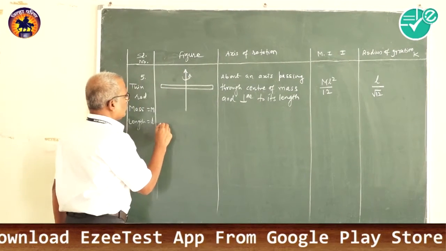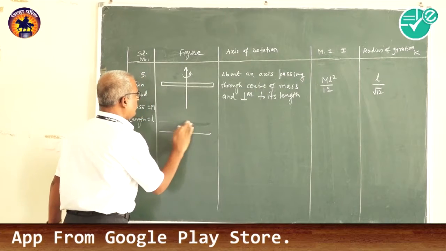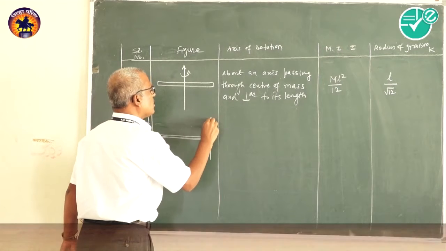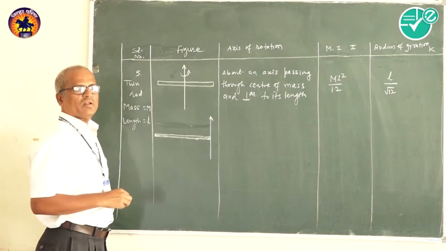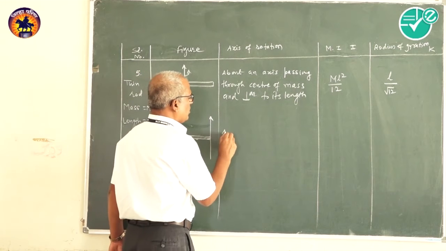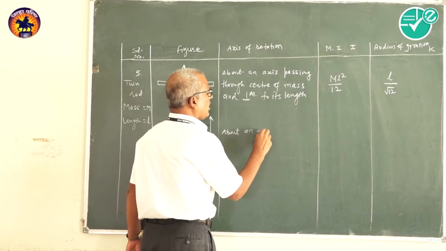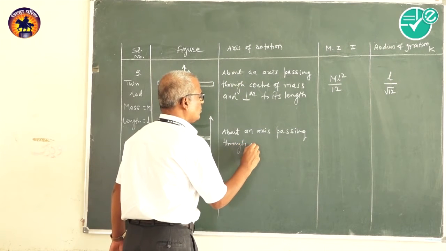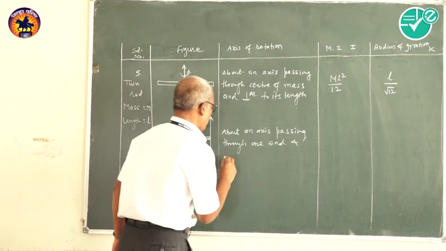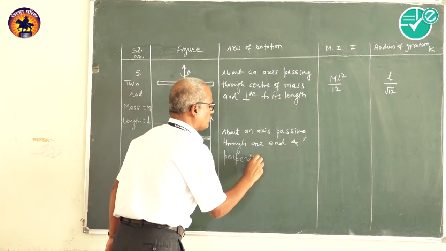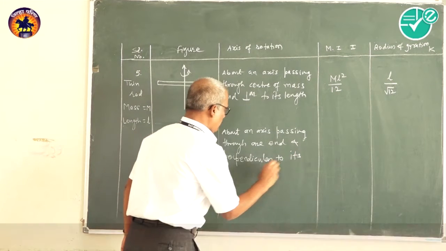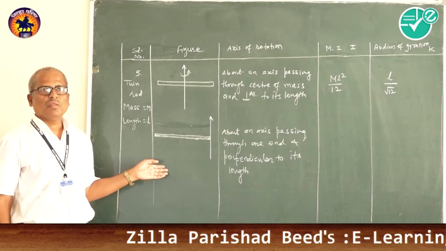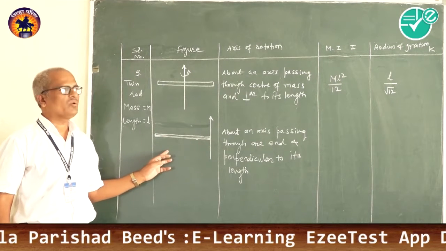Now the second case is moment of inertia of a rod about an axis passing through one end and perpendicular to its length.